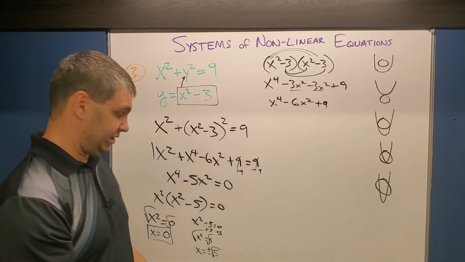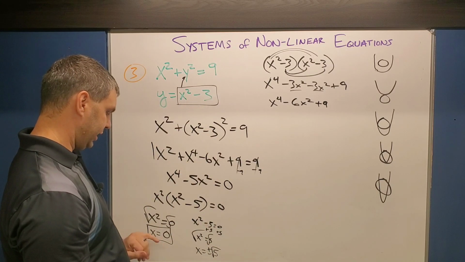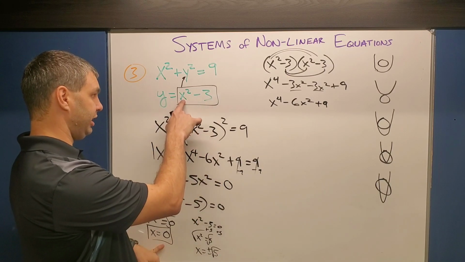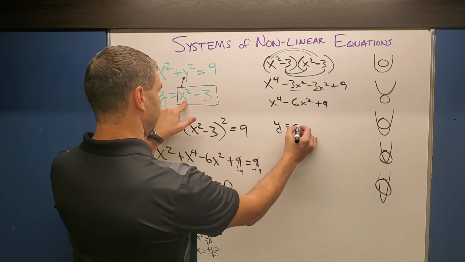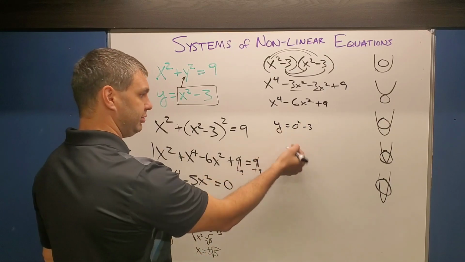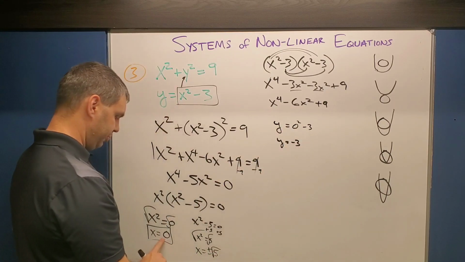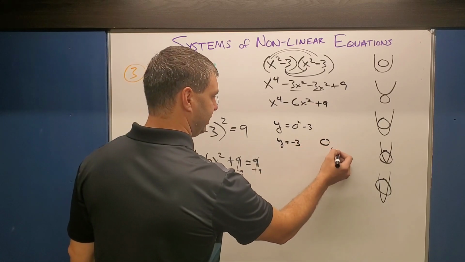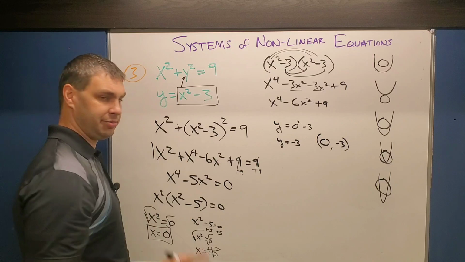But we need to find the y's. These are all the x's, so I need to plug it back into one of the equations and figure out what our y's are going to be. All right, if I plug in 0 for x, this would be y equals 0 squared minus 3. 0 squared is still 0. Minus 3 is just minus 3. So y equals a negative 3 in that case. Remember, we plugged in 0. So my point here is going to be 0 comma negative 3. All right, that's going to be my first one.